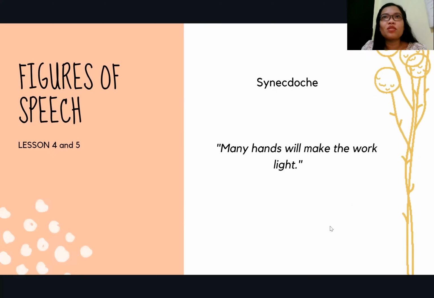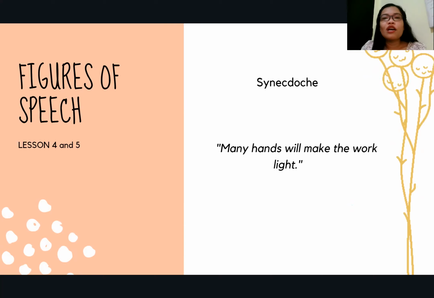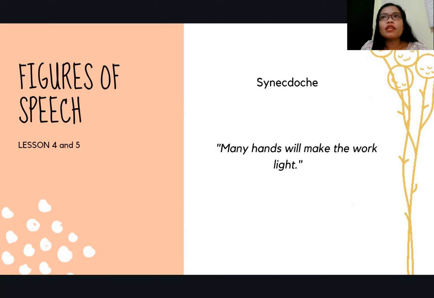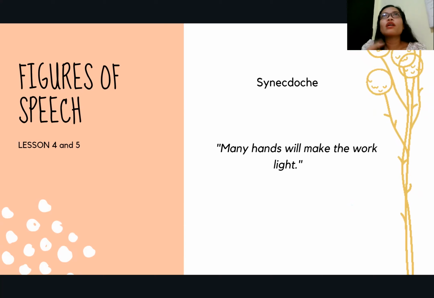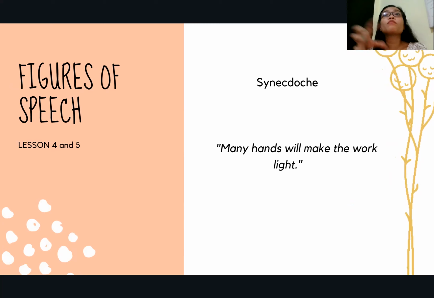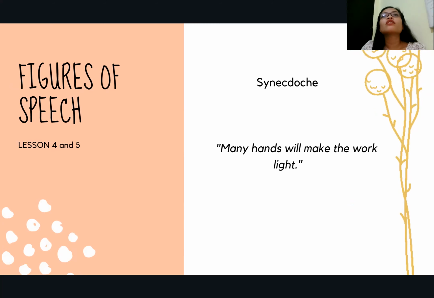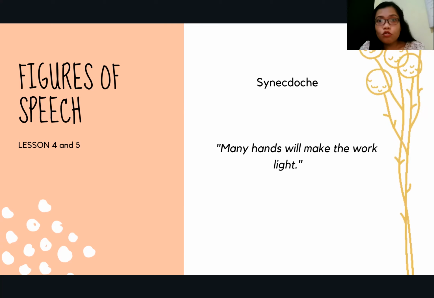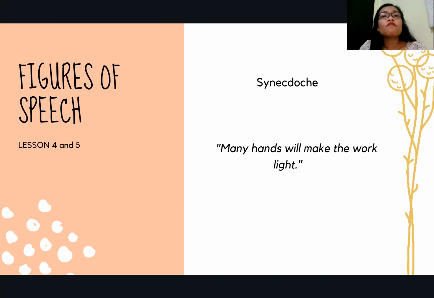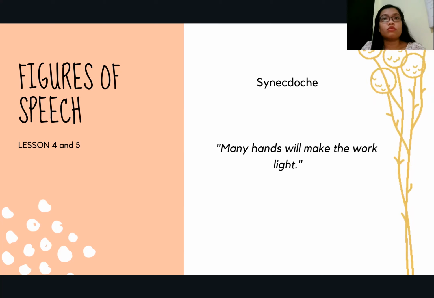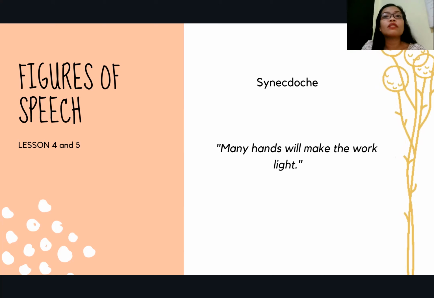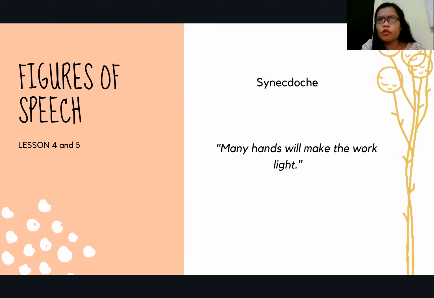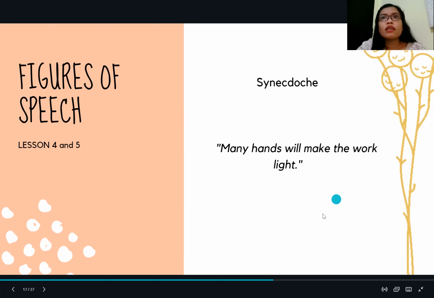Next is the synecdoche. Okay, so this one is using a part of something to name that something. Like here, "many hands will make the work light." So hands here refer to the people. Okay, actually the manpower. I think it's the same example as before, the word hands.